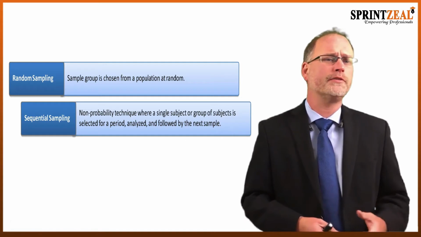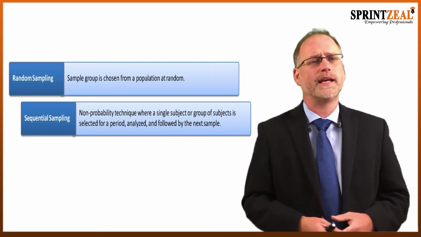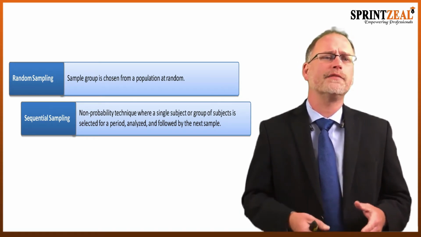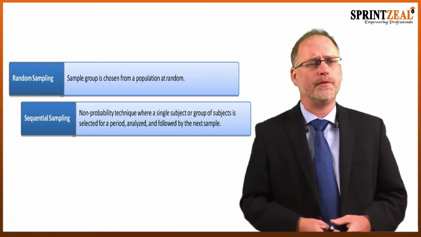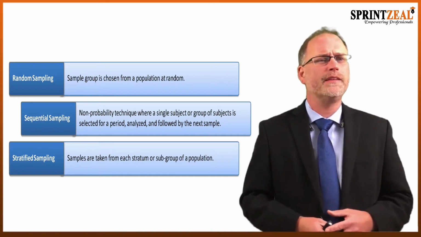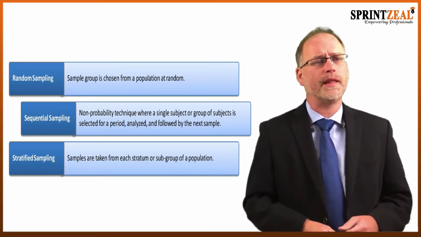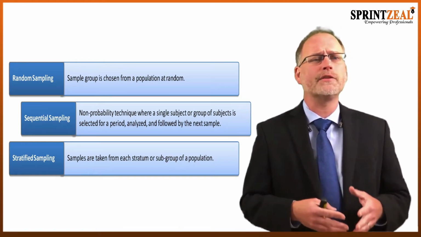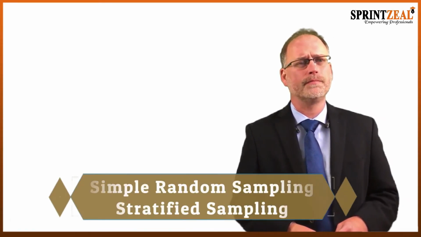Then we have sequential sampling. Now, this is a non-probability technique where a single subject or group of subjects is selected for a period, then they're analyzed, and then followed by the next sample. The next one would be stratified sampling. And this is where samples are taken from each stratum or subgroup of a population. Now remember that stratified sampling gives an accurate estimate of a population parameter.